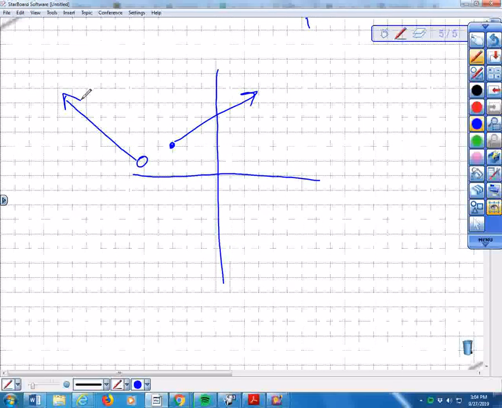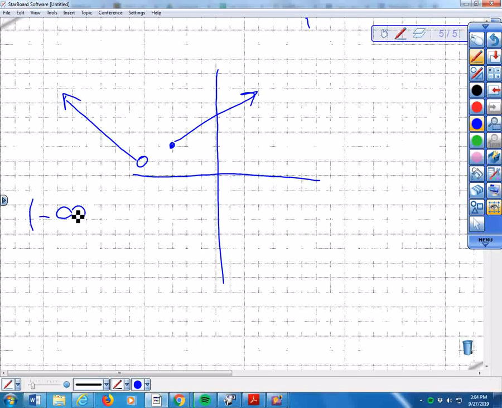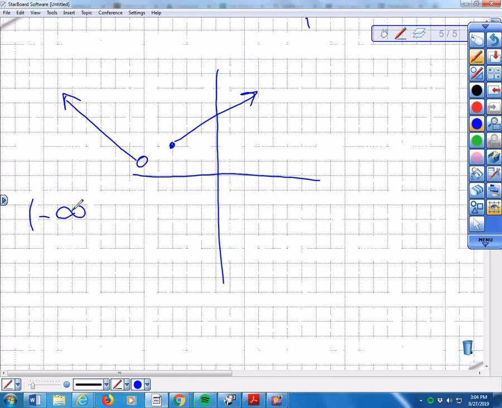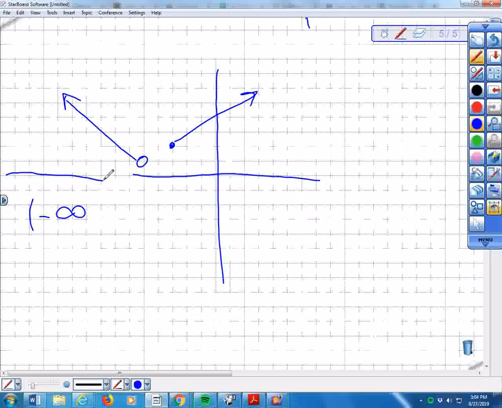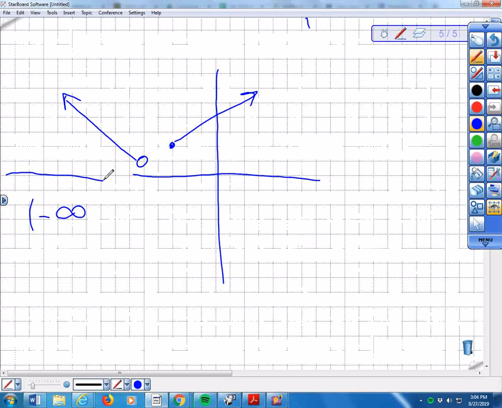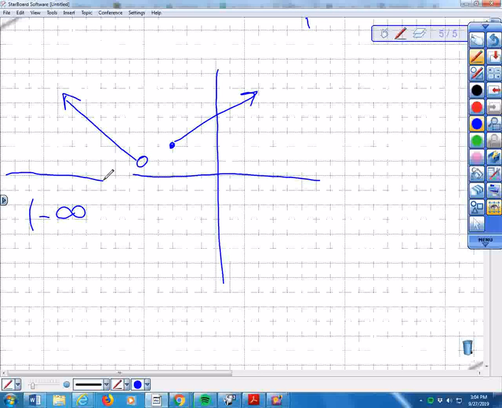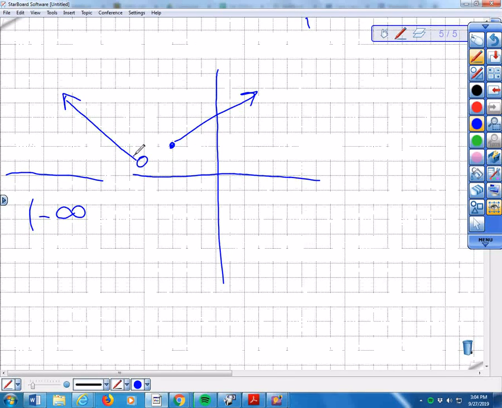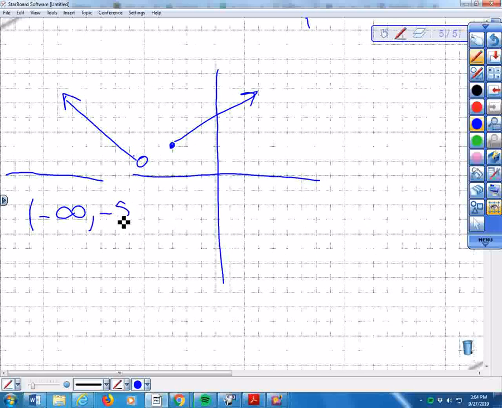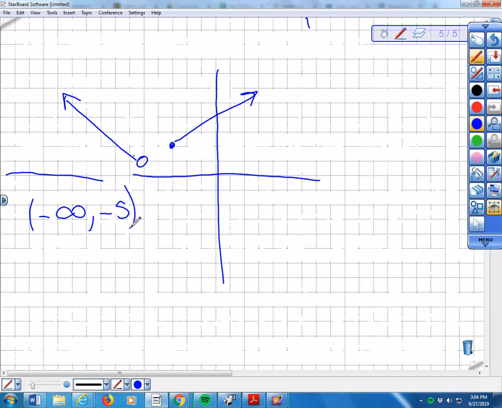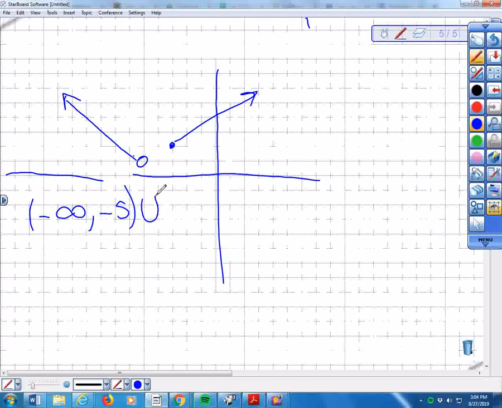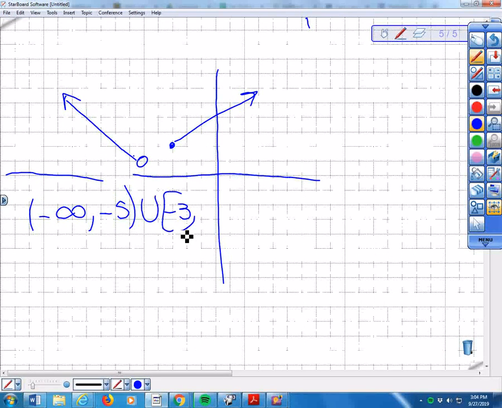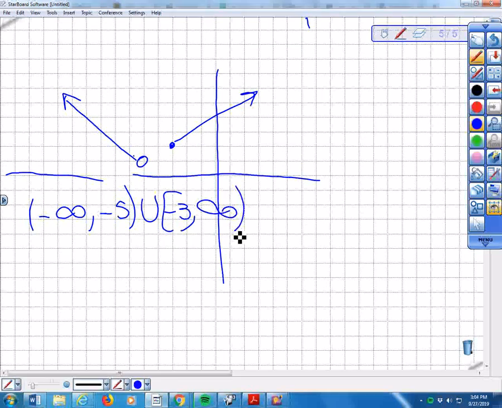Okay? So my domain is going to start at negative infinity, and on the x-axis, I'm getting closer and closer and closer to this point. What is that point? 1, 2, 3, 4, negative 5. Do I include that point? No, because it's open. So I'm going to go to negative 5, parenthesis, union with, now I'm going to start at negative 3 bracket, and it's going to go to infinity.